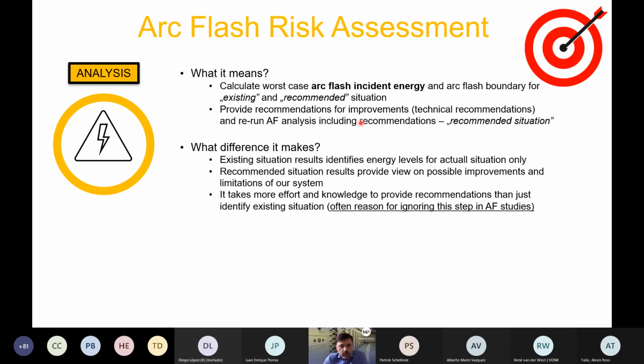And the recommended situation provides you insight into what's possible, how we can improve our system, how we can reduce energy and improve safety. And it takes quite some effort and knowledge to do it. And this is the second thing, that's why this step is ignored in ARCFIR studies, at least in my experience.